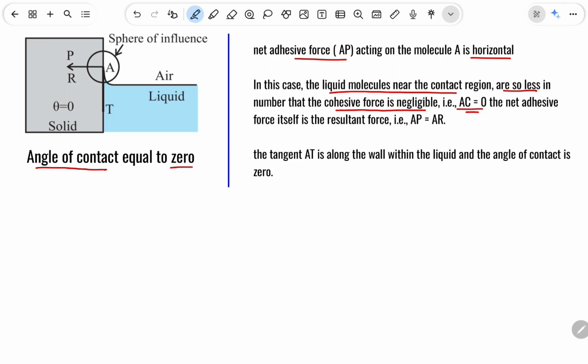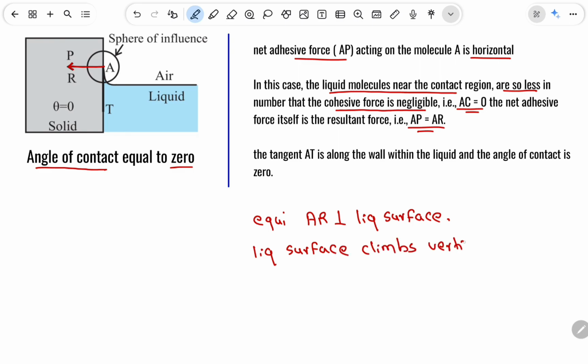Now, since cohesive force is 0, the net force AR must be equal to adhesive force AP. Therefore, we have AR is equal to AP. Therefore, the resultant force or the net force AR is horizontal into the solid. Now, we know for equilibrium, AR must be perpendicular to the liquid surface. For this to happen, the liquid surface climbs vertically up the solid.